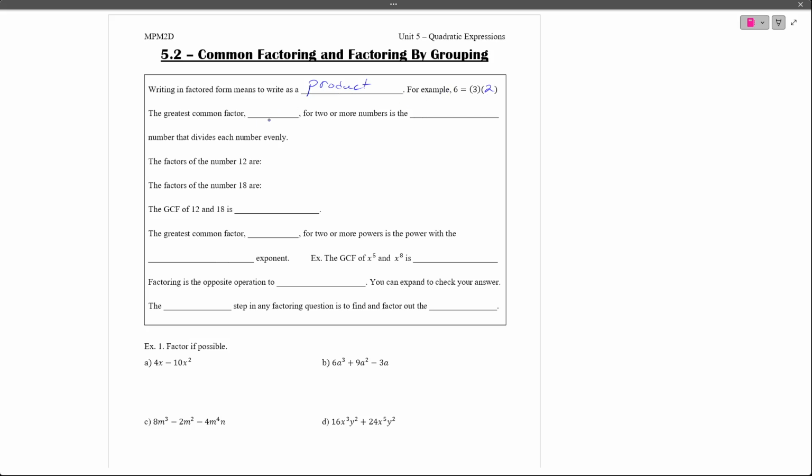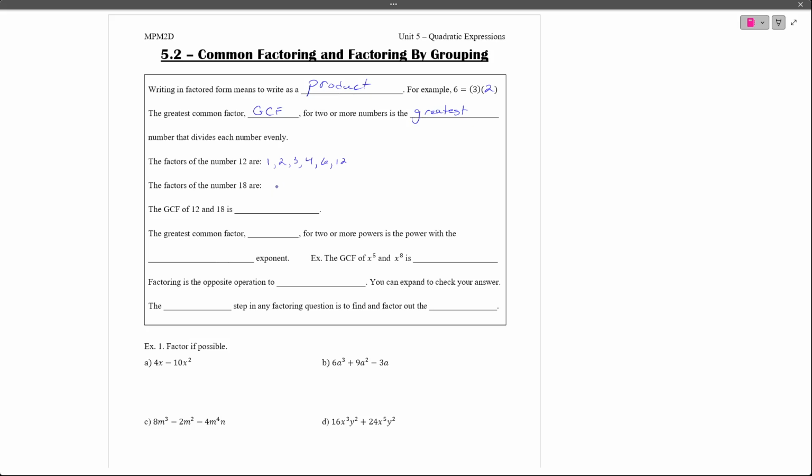So the term greatest common factor, we're going to use the short form GCF, for two or more numbers is the greatest number that divides both of those numbers evenly. So let's do an example. Imagine we have 12. What are all the factors of 12? What are all the numbers that divide 12 evenly? Well, of course, 1 does. 2 does as well. So does 3. So does 4. So does 6. And so does 12. Those are all the factors of 12.